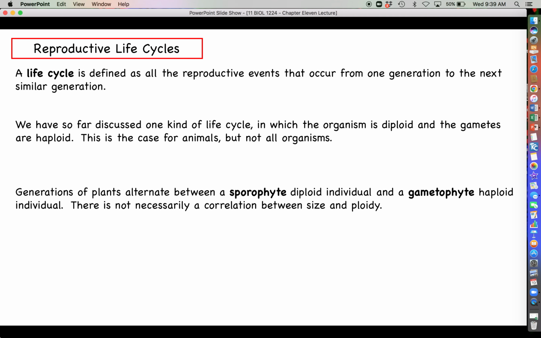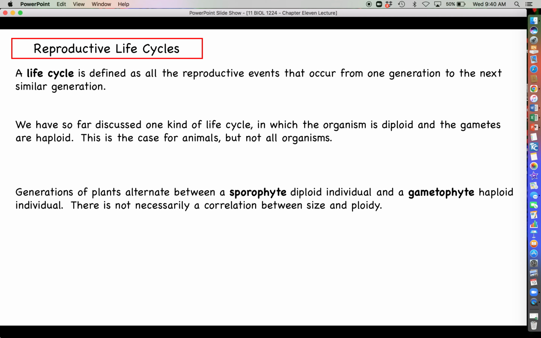So that's how animals do it, but again, that's not necessarily how all organisms are going to do it. So let's consider how a lot of plants go about their business. We see what is called alternation of generations. Now, this is going to seem extremely unusual to the uninitiated. Generations of plant alternate between a sporophyte diploid individual, that doesn't seem so unusual, and a gametophyte haploid individual. In the case of the gametophytes, the whole multicellular plant is haploid in nature, meaning all the cells contain just one copy of each chromosome.